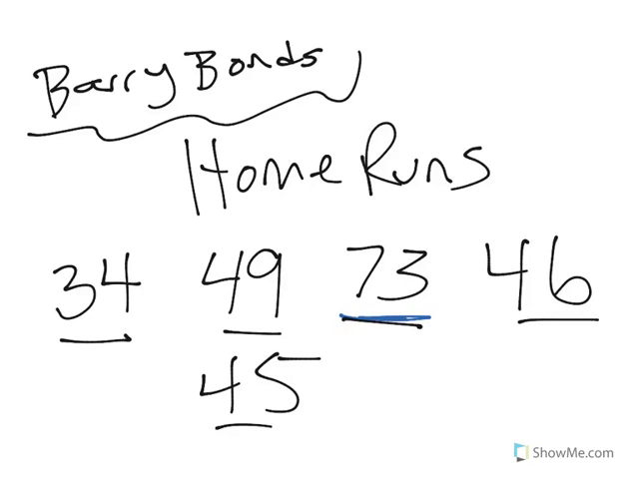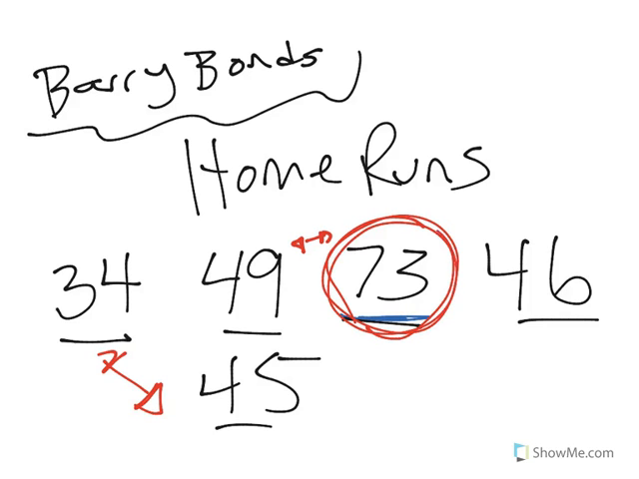If you had to pick an outlier there, which one would you pick? You'd probably pick 73, because it's far different from the other numbers. 34 is only 11 away from 45. But 73 is 24 home runs bigger than 49. So 73 would be our outlier.